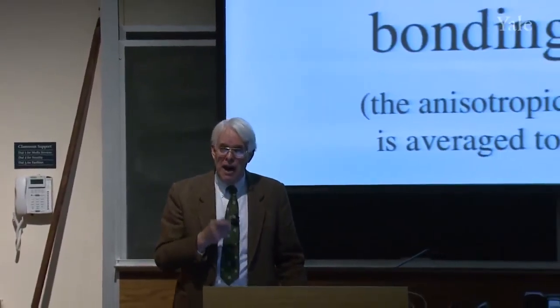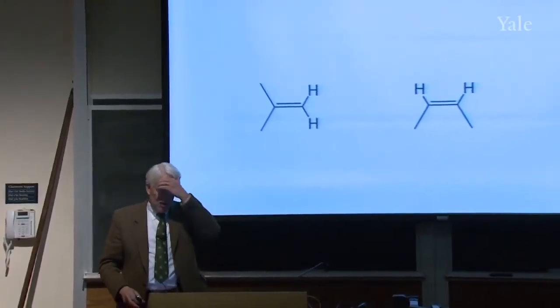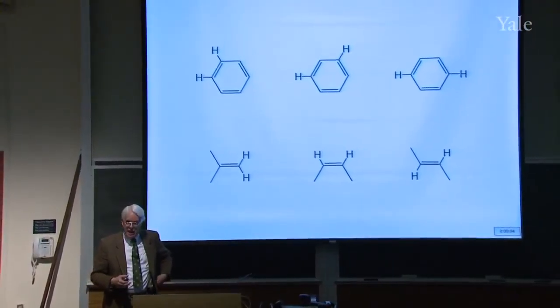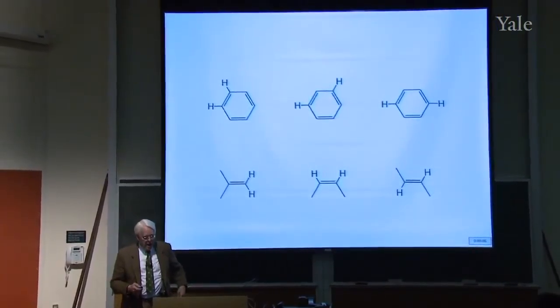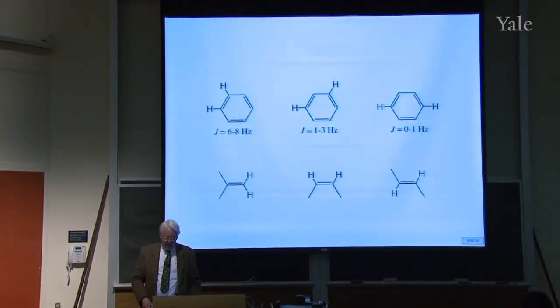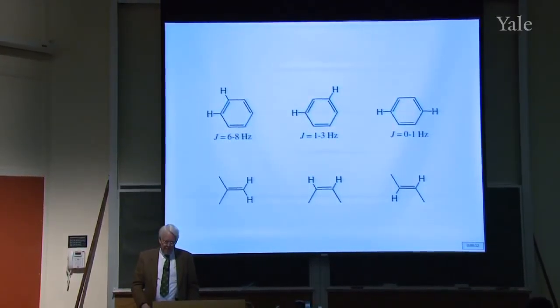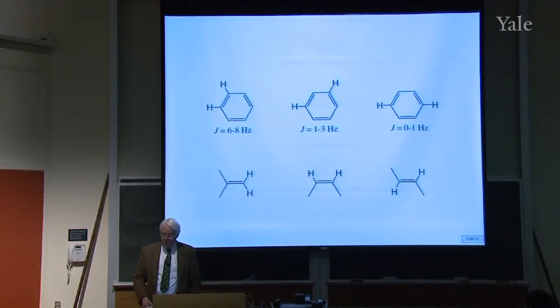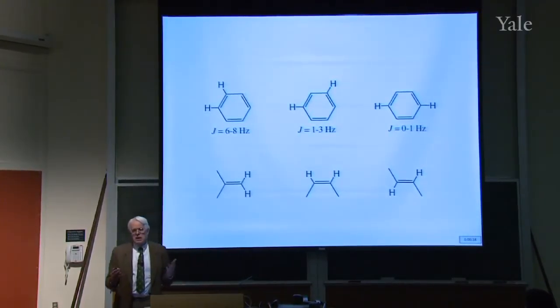Okay, it goes through bonds. And let's look at this. So let's look at the magnitude of some of these coupling constants, as they're called, J. Okay, so for adjacent positions in benzene, it's 6 to 8 hertz. For next adjacent positions, it's 1 to 3 hertz. And for remote positions, it's 0 to 1 hertz. So what does it look like it depends on?